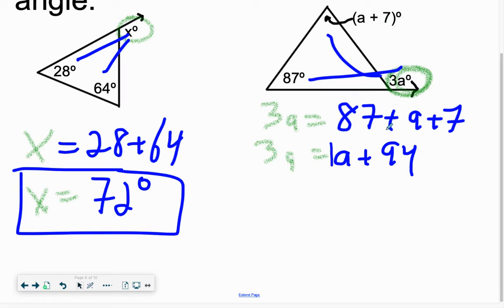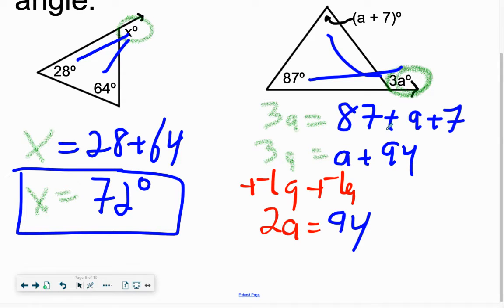So how do we get rid of adding a positive 1A? Yes, you could say subtract A, but you're always going to hear me say don't subtract. Add the opposite. So I'm going to add a negative 1A to both sides. That gives me 2A equals 94, which is wonderful. And from there, solve by dividing by 2.